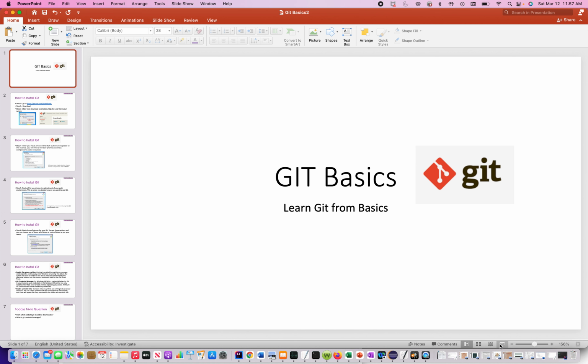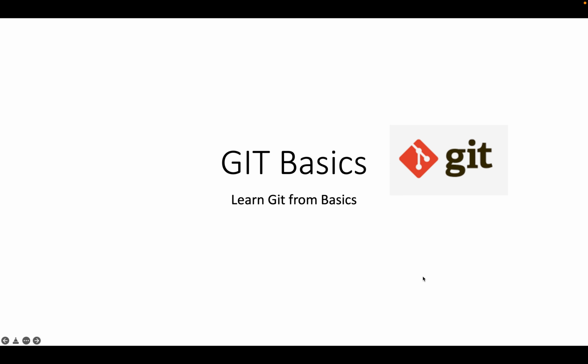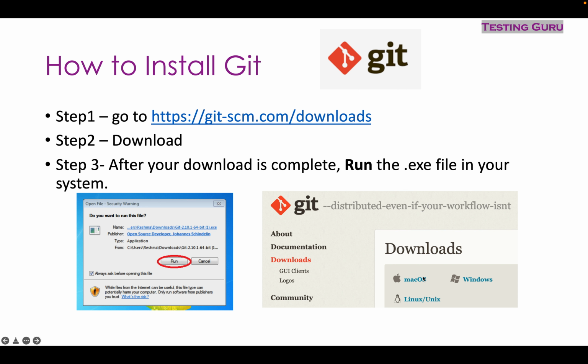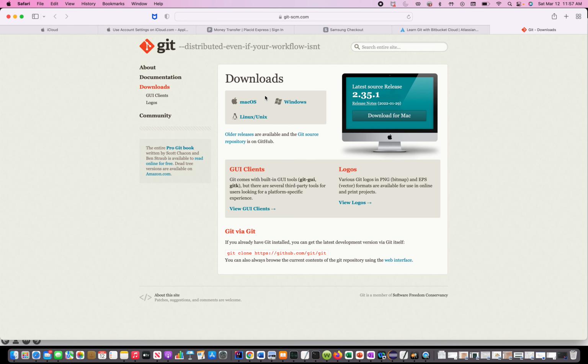Series we are learning Git from the basics, and today we will learn how to install Git for Windows. As a first step, we have to go to this website, git-scm.com, downloads. Once you go there, you can see there is an option for Git to be downloaded for different operating systems like Mac OS, Windows, or Linux. So we have the options to download. From there, we have to download Git.